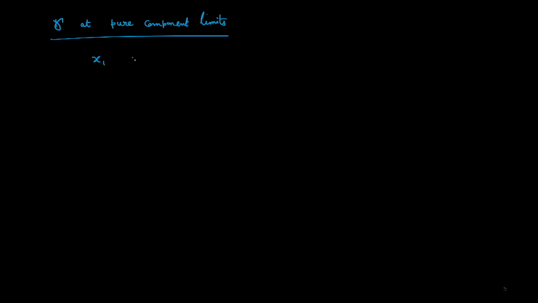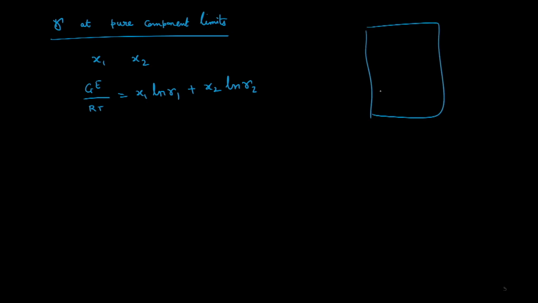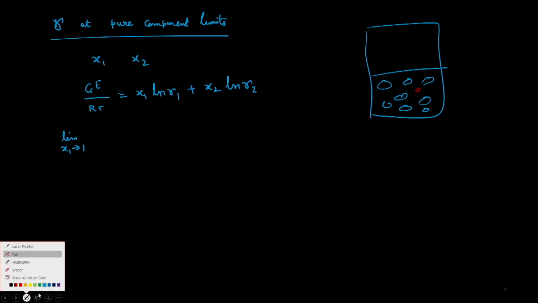So I have x1, I have x2, and then GE by RT is going to be x1 ln gamma 1 plus x2 ln gamma 2. As we approach the pure component limit, let us consider a mixture where most of it is component 1, except I have a very small amount of component 2. At such a limit, x1 goes to 1, which means x2 goes to 0.